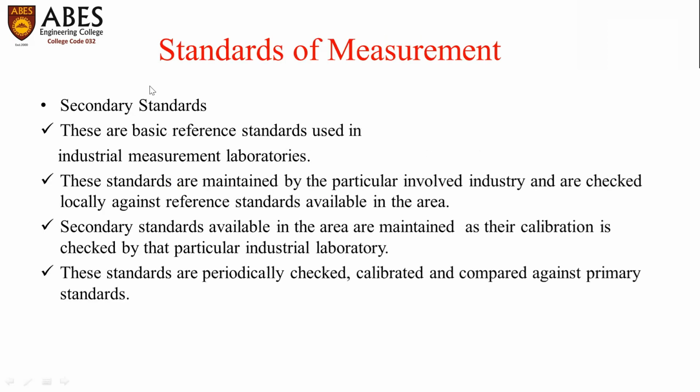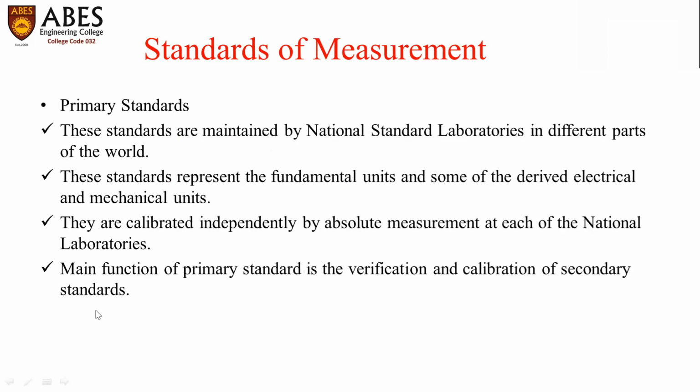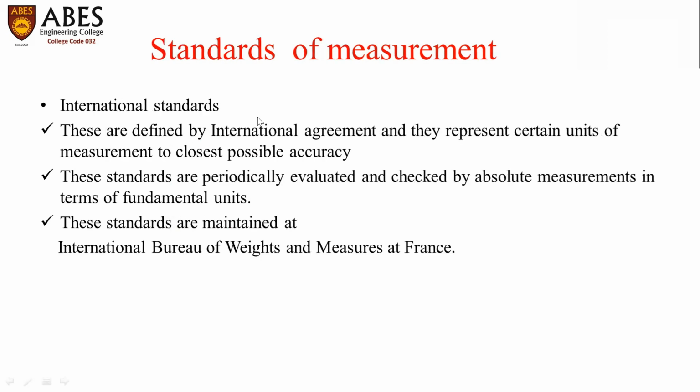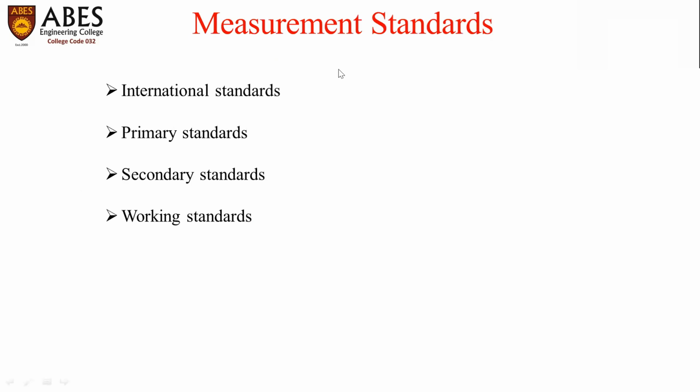And these secondary standards are followed by the industries which have their own R&D labs. They keep checking against the primary standards, and primary standards have their national standard laboratories which maintain these standards, and they keep checking for the verification and calibration of secondary standards, right? So I hope these standards of measurement are clear to all, that we have the four measurement standards: international standard, primary standards, secondary standards, and working standards.